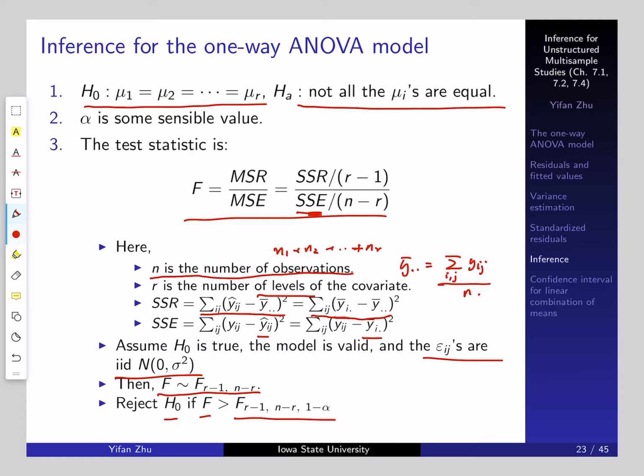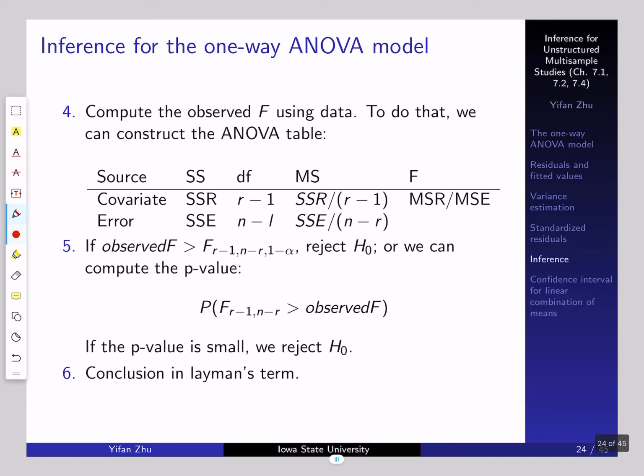So these are the same as the ANOVA test for simple linear regression. We always reject the null when F is large.